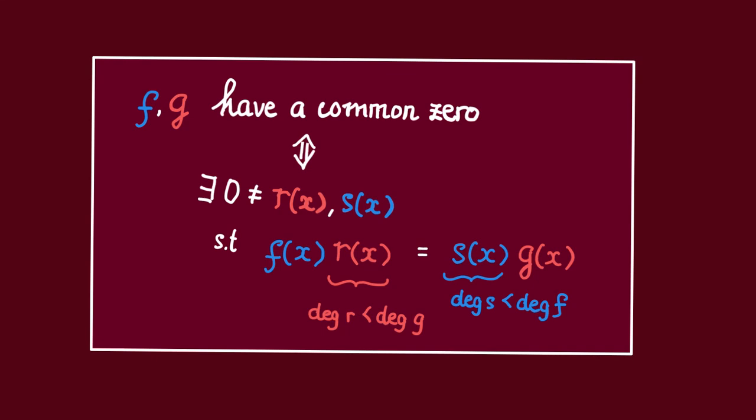But it doesn't seem computationally very useful. We want to actually have an explicit algorithm to tell whether or not two polynomials have a common zero. Thus, our goal in the next video is to translate this statement into something that could be turned into an algorithm.